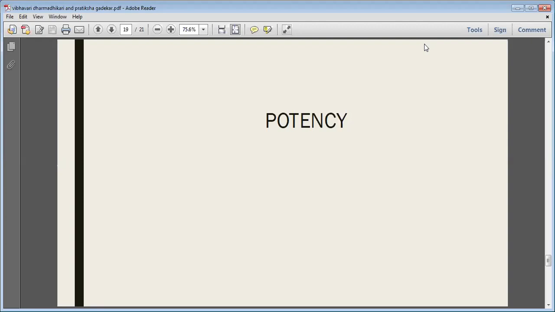The process should be done in a dry atmosphere and a warm atmosphere. There should be a moderate temperature. There should not be any dust.